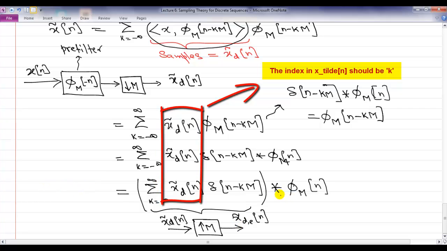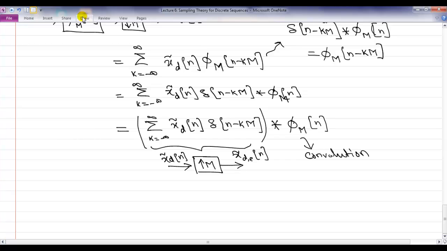So the reconstruction essentially is saying you take your samples and then you do an expansion by a factor of m, and finally what do you do? You convolve it with phi m of n. So this is the convolution operation that you can carry out by filtering.